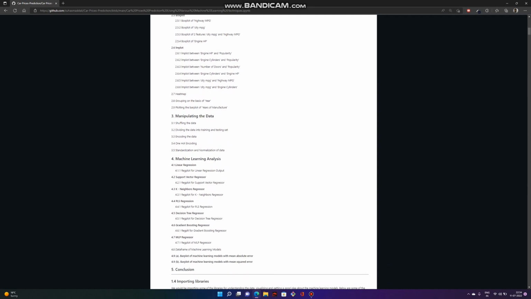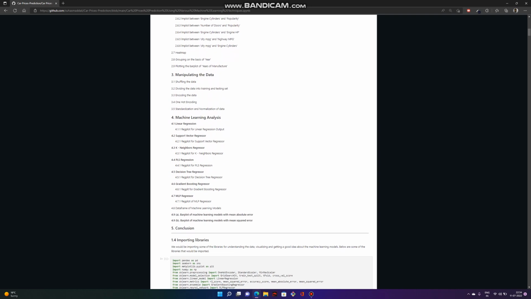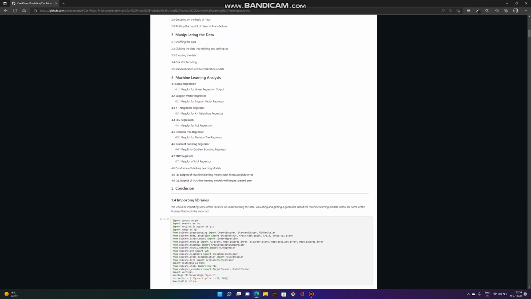After performing that, we'll also do manipulation of the data, such as shuffling the data and dividing the overall data into training and testing parts. Then we'll be encoding the data, so that if we have a categorical feature, we convert all of those categorical features into numerical vectors so that our machine learning models can make predictions from numbers. These are all the machine learning models that I have used. Finally, here is the summary result with all of the bar plots, which contain the mean absolute error and also the mean squared error.